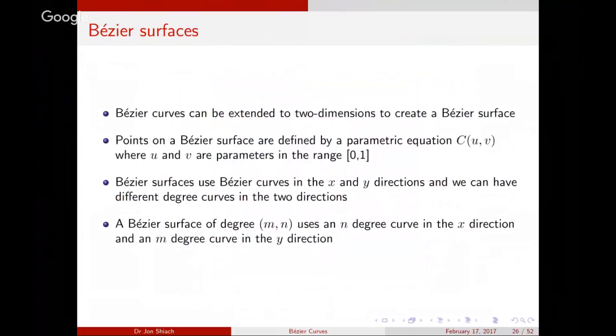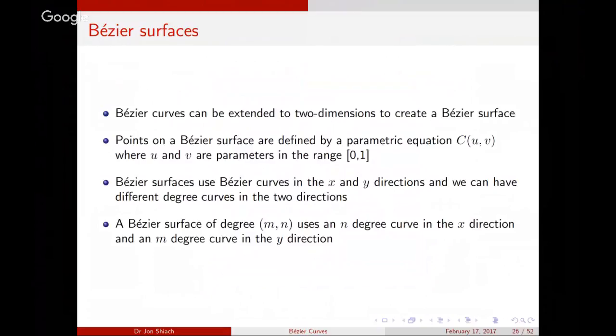Okay, so what we're going to look at now is extending the Bezier curves to 2D or 3D, whatever way you want to call it. Bezier curves can be extended to create what we call a Bezier surface, also known as a Bezier patch. Okay, so Bezier surface or Bezier patch means the same thing.